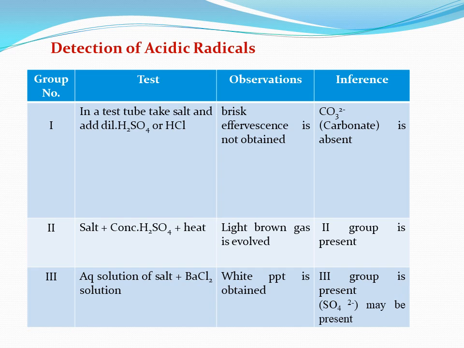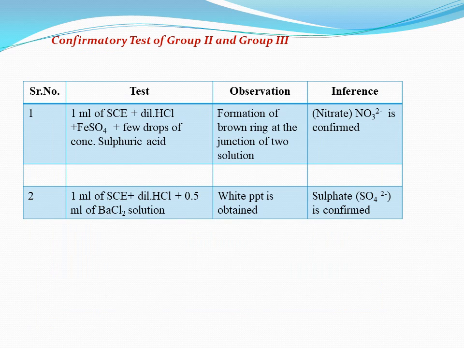Now for the detection of the second acidic radical, let's move on to the third group. Take aqueous solution of salt mixture and add barium chloride solution. After this addition, white PPT is obtained. That means sulfate ion or sulfate radical may be present. So confirm the nitrate radical and sulfate radical by doing confirmatory test.